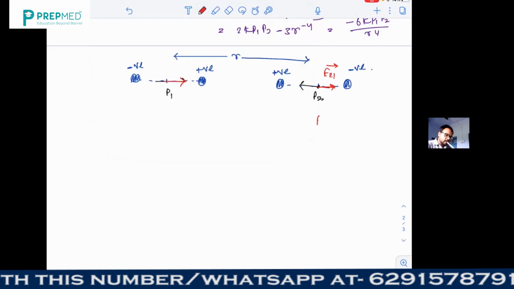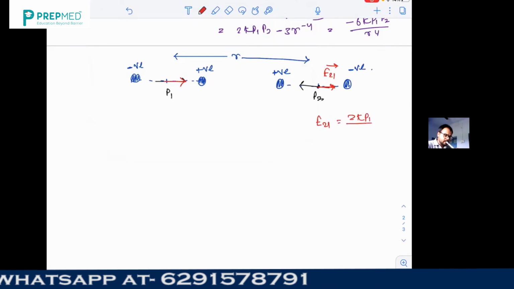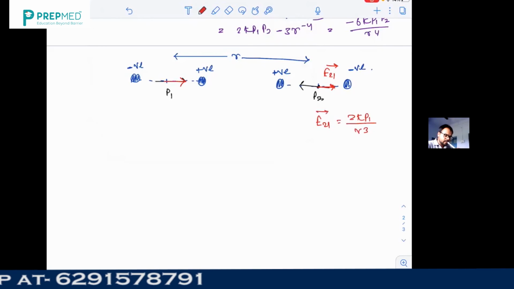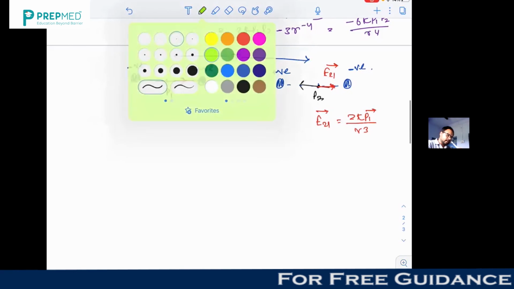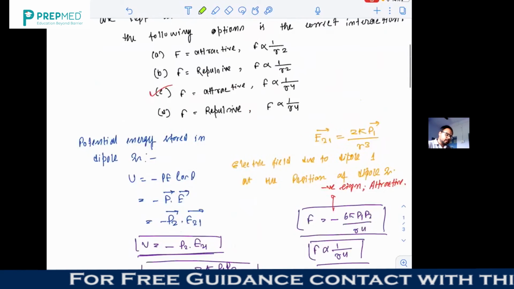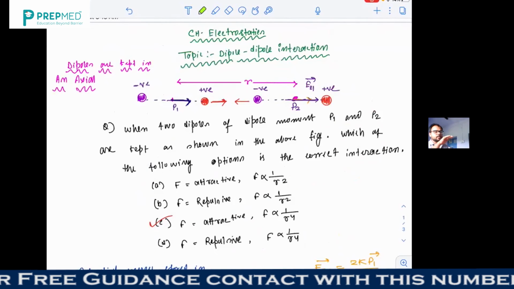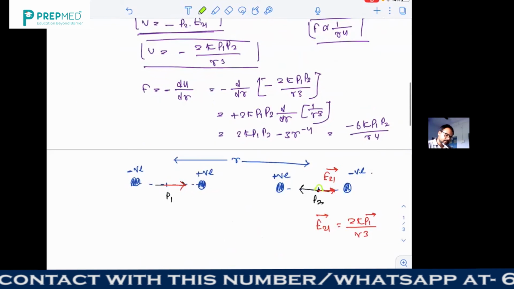Now observe carefully. What is the value of E21? E21 is as usual the same, that is 2K P1 divided by R cube. Let us give the vector sign also. Now observe carefully that the P2 vector and the E21 vector are at an angle of 180 degrees. But in the previous calculation, the E21 vector and the P2 vector were in the same direction, right? So this is a 180 degree angle.